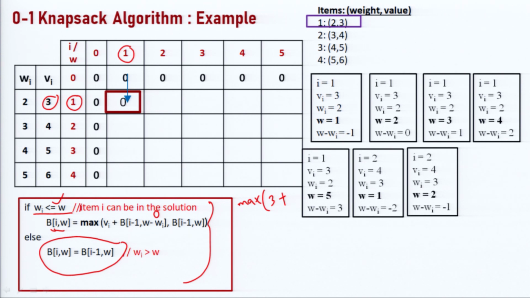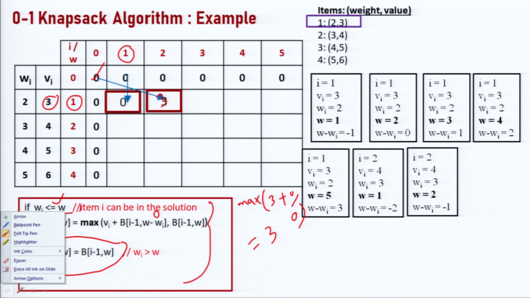What is the value of B[0][0]? The value of B[0][0] is 0. So, 3 plus 0, and what is the value of the upper block, B[i-1][W]? B[i-1] means just the previous row, and W is 2. So, what is the value? 0. So, 3 plus 0 comma 0. What is the maximum value? The maximum value is 3. So, 3 will be put over here, just see, 3 value will be put over here.